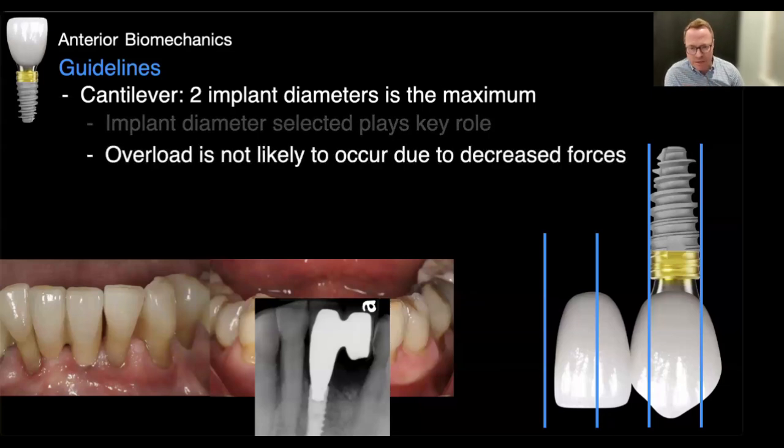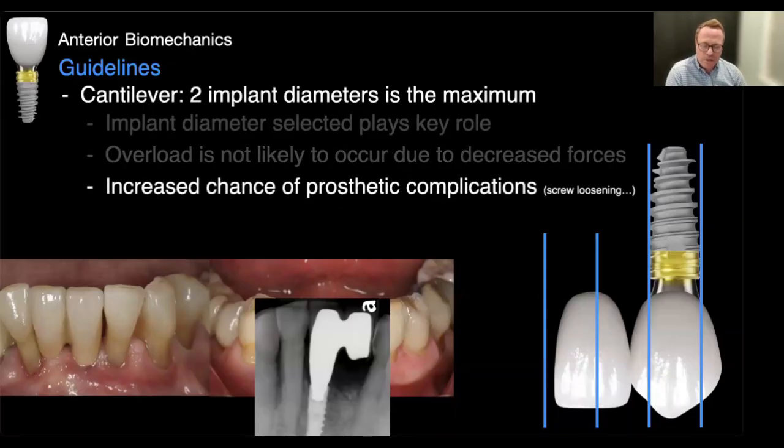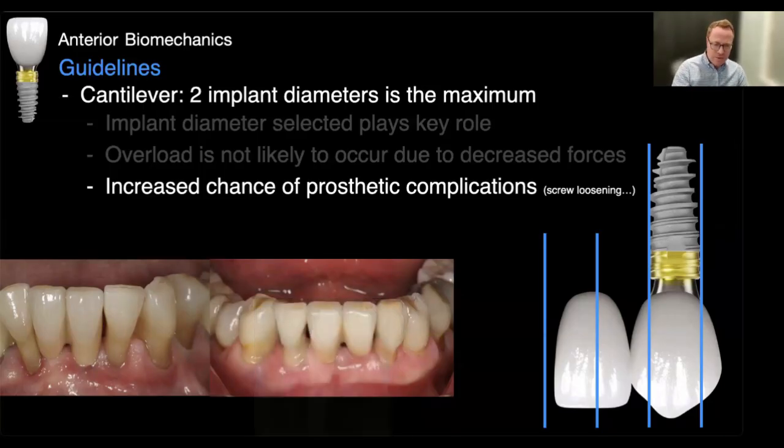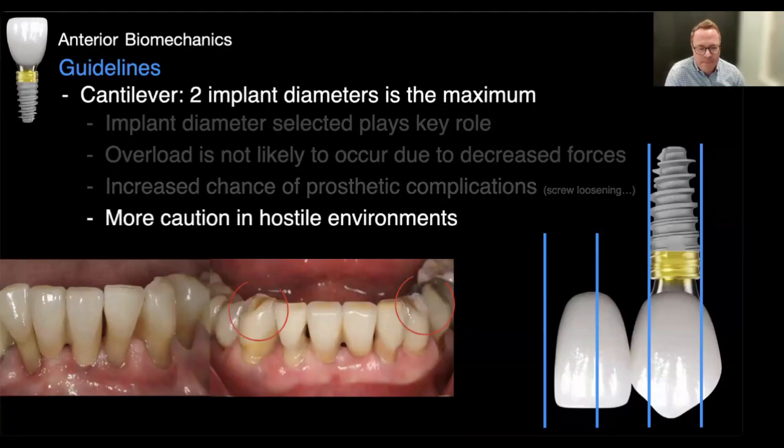Now, the problem with this is we have to protect that extension or that cantilever, and we really got to be careful with our occlusion because what will likely happen, the most common would be screw loosening. And so for this example, even in this radiograph, we see this patient specifically at 2.5 years, they ended up having some screw loosening. If you look at the hostile environment, look at the wear of the canine.